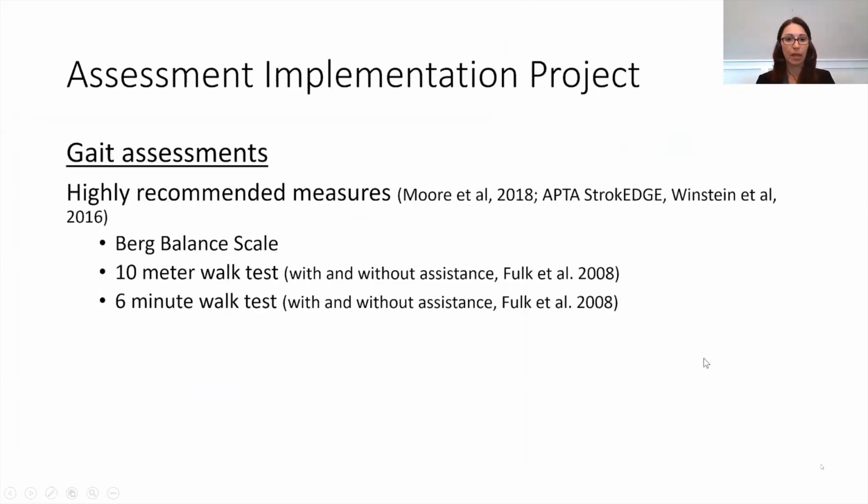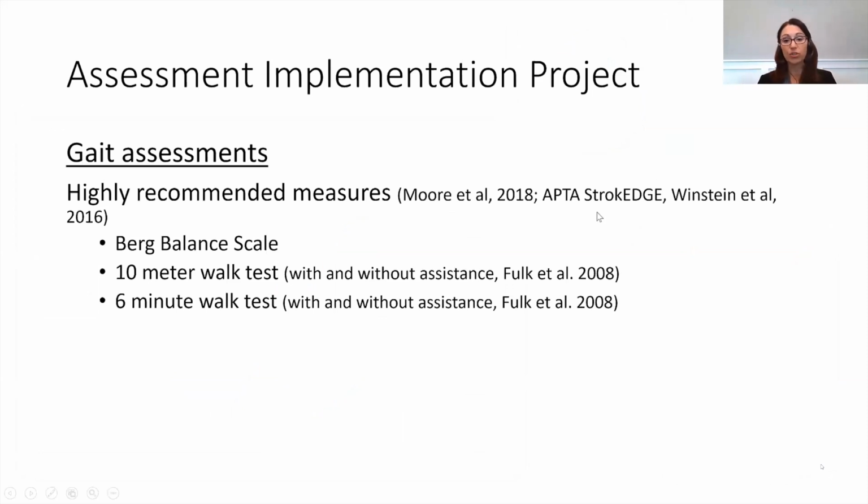And over time, we were finally able to make an automatic chart audit happen for those specific fields. Now, in order to capture the outcomes of usual care, we had to do an assessment implementation project. So we needed to find measures that would be sensitive to change for gait-related interventions. And in order to do that, we looked to the research on gait interventions to see what actually changes as a result of these interventions, and that includes gait speed, walking distance, and balance.